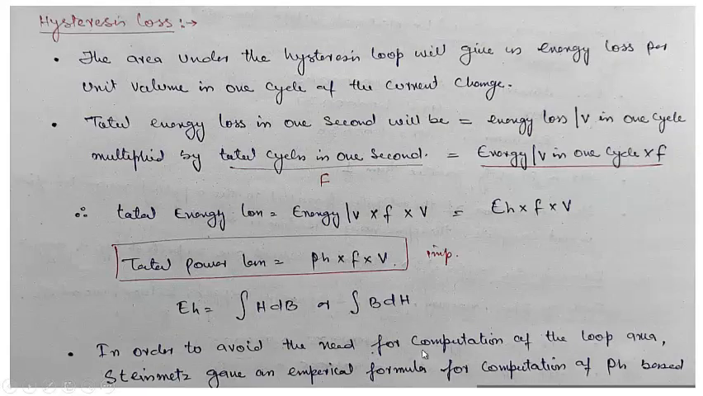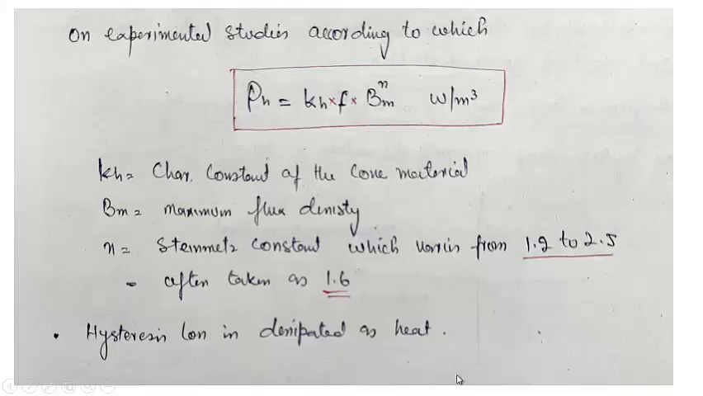In order to avoid the need for computation of the loop area, which is very complex, Steinmetz gave an empirical formula for computation of pH based on experimental studies, according to which this total hysteresis loss will be given as pH equal to Kh into F into Bm raised to power n. So this Kh is the characteristic constant of the core material. It depends on the core material.